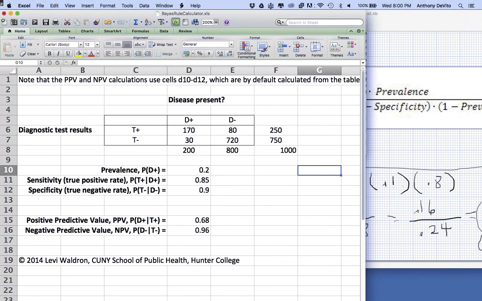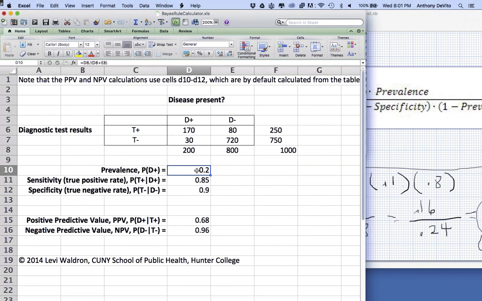Okay, yeah, 20%. 200 people have the disease out of 1,000 people in this sample. Okay, what's the sensitivity of this test? Well, out of the 200 people that actually have the disease, 170 of them test positive. That gets it right 170 out of 200 times.